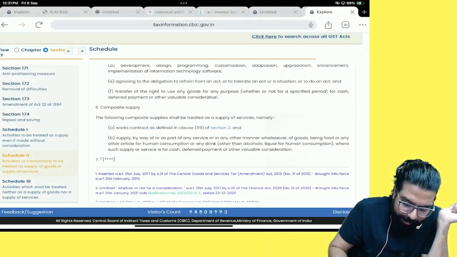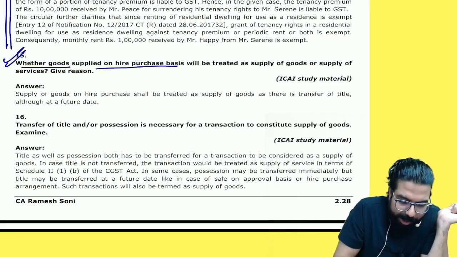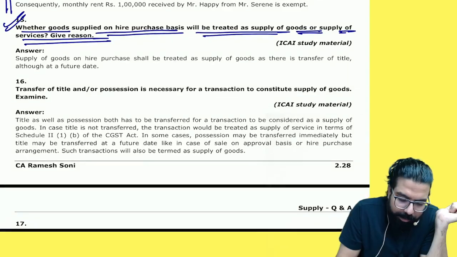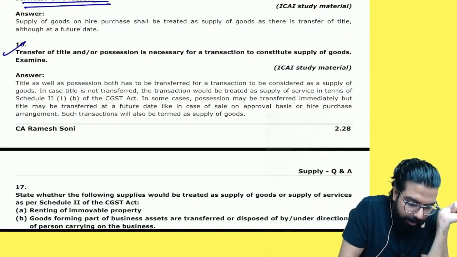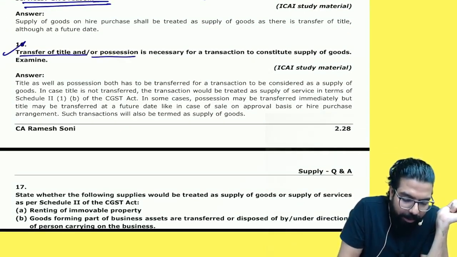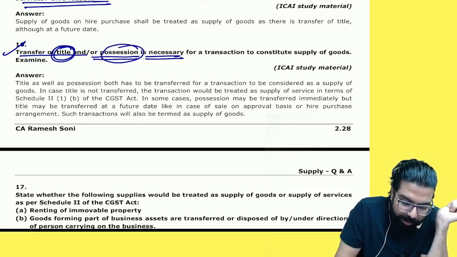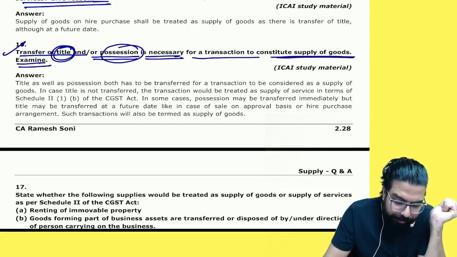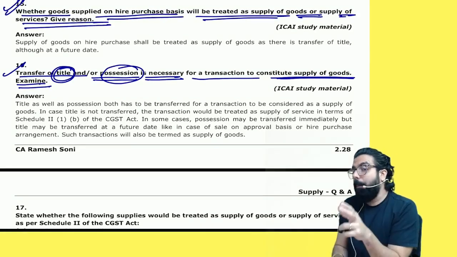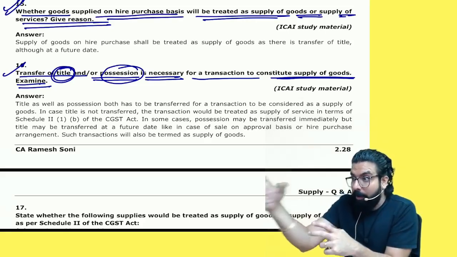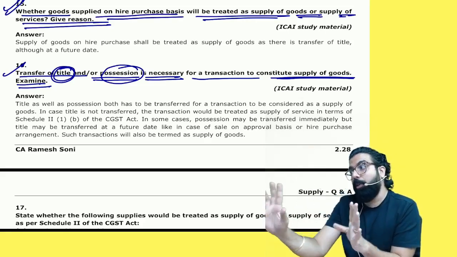Whether goods supplied on hire purchase will be treated as supply of goods or supply of service? Supply of goods. Transfer of title or possession is necessary. People, transfer of title is also necessary and possession is also necessary for a transaction to constitute supply of goods. Examine. Do you guys agree? Yes. But in hire purchase, possession is given today. Title is given in future. However, possession as well as transfer of title both are mandatory.